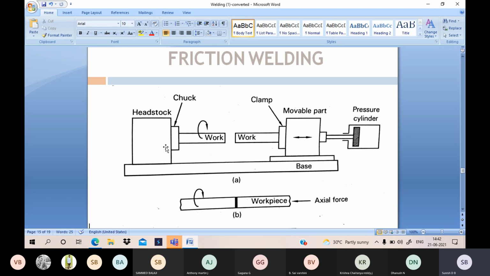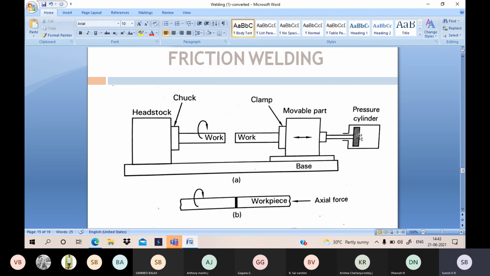This one rotates in either clockwise or anti-clockwise direction, but the entire headstock is rigidly fixed on top of the base or bed. Here one more side is there, and on top of the base one movable part is there. In a lathe machine also, the carriage moves left to right or right to left. But here in friction welding, on the right side of the movable part, we use a piston and cylinder arrangement. Because of this, the movable part moves left to right or right to left.